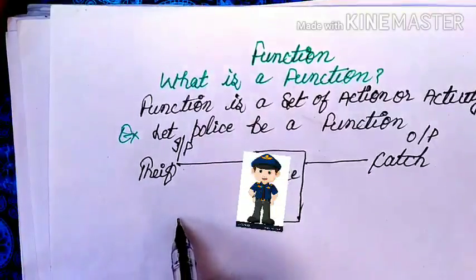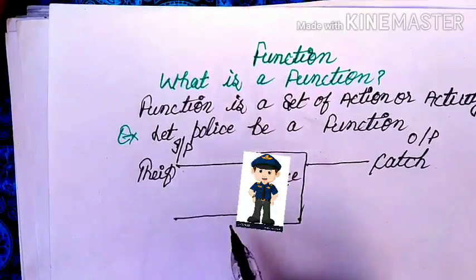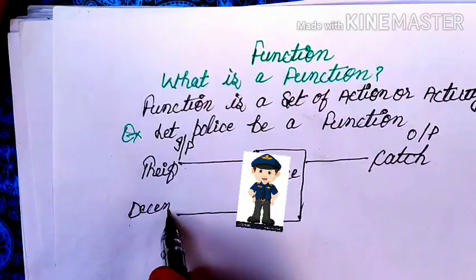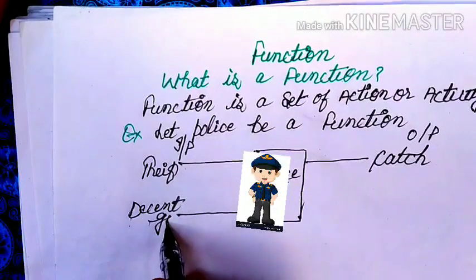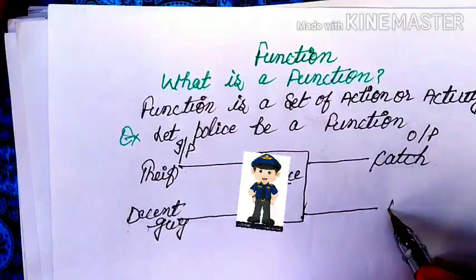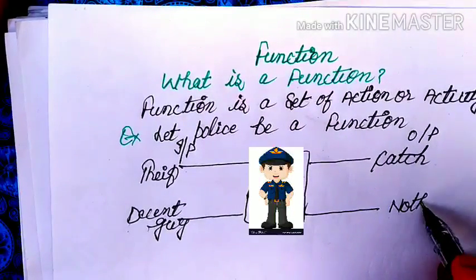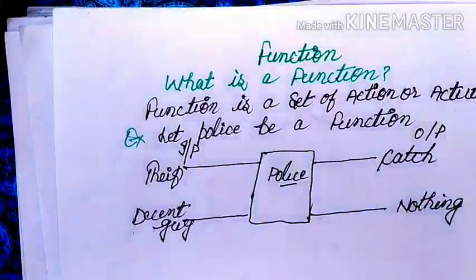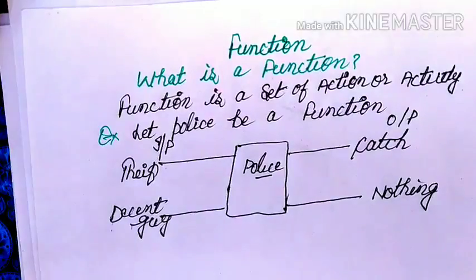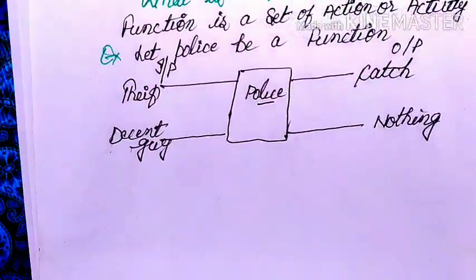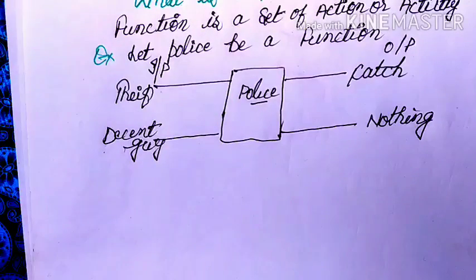If we give another input, a decent guy, so what will police do? Nothing. So here we treat police as a function. Now we take another example.